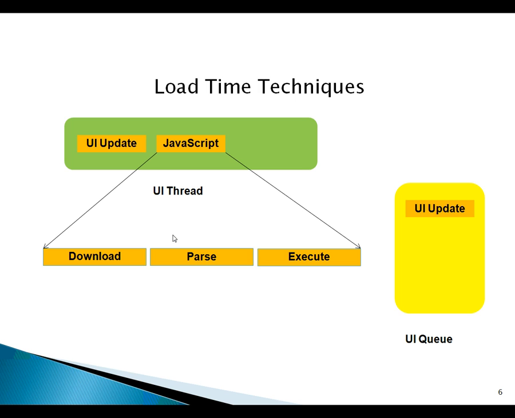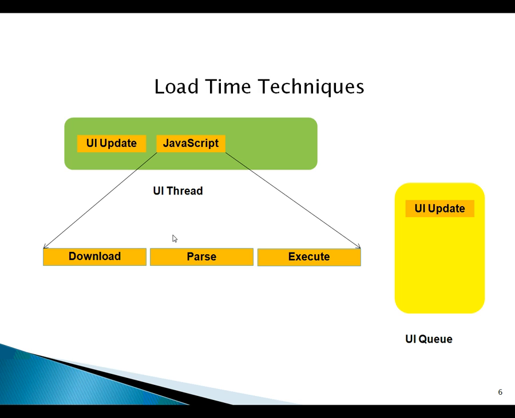They are download, parse and execute. Download is the phase which actually downloads the file from the server side to the client side. Once the requested JavaScript file is downloaded, it is parsed and executed, and until that execution completes, your UI update which is waiting in the UI queue does not execute. So these are the three phases that happen whenever a JavaScript file is requested from a JSP.